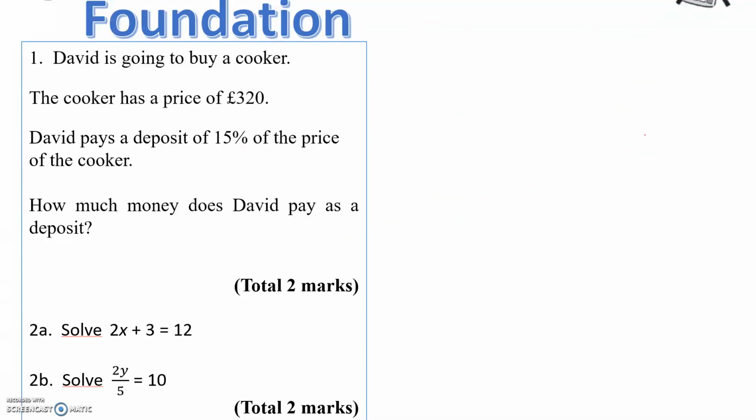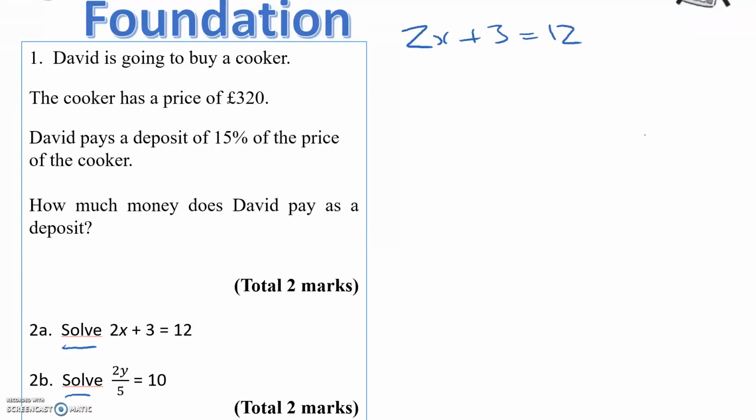Now let's have a look at question 2. Question 2, we've got to solve some equations. So solve means find out the value of x or find out the value of y. So we'll start with 2a. We've got 2x plus 3 equals 12.